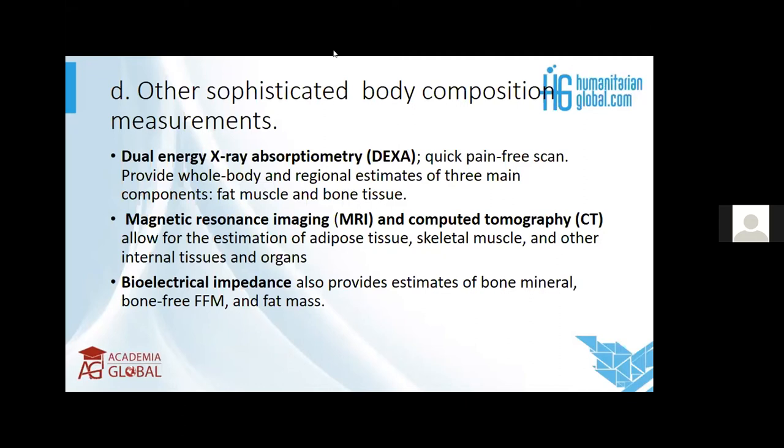So we have come to the end of the measurements that assess body composition. Just a recap, in anthropometry, we divided those methods into two, where some methods measure growth, and the other methods are used to assess body composition. So I hope that it is clear.